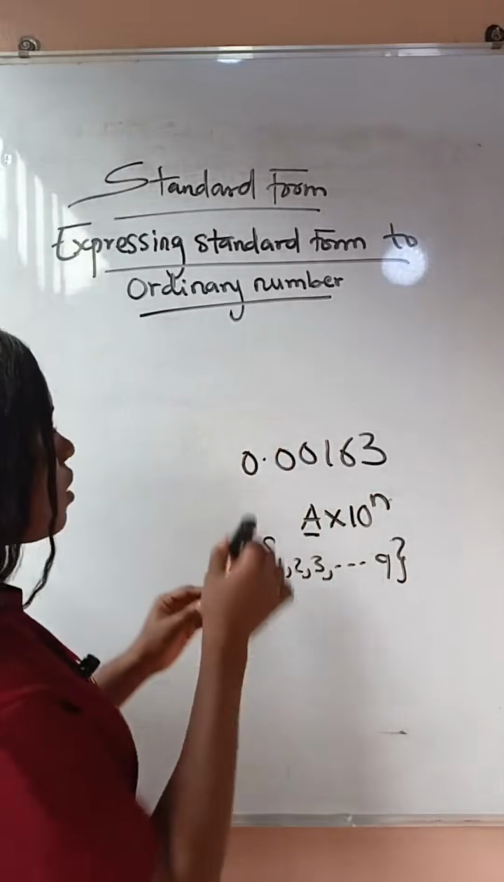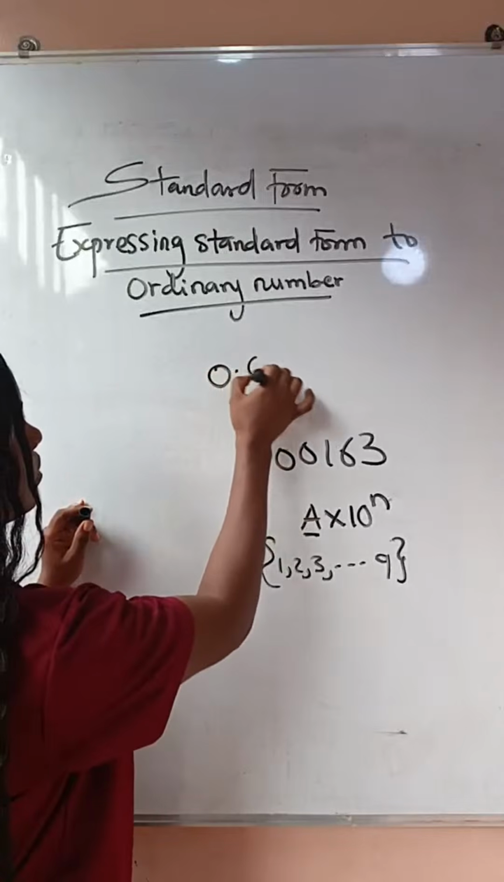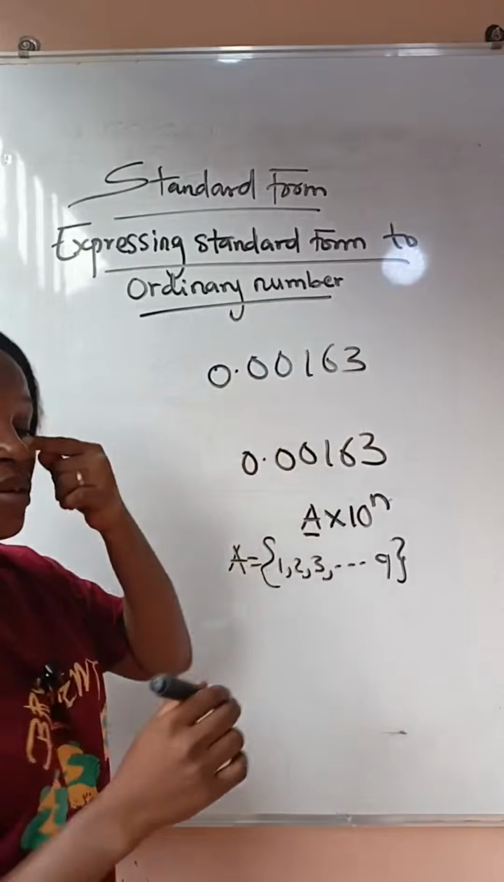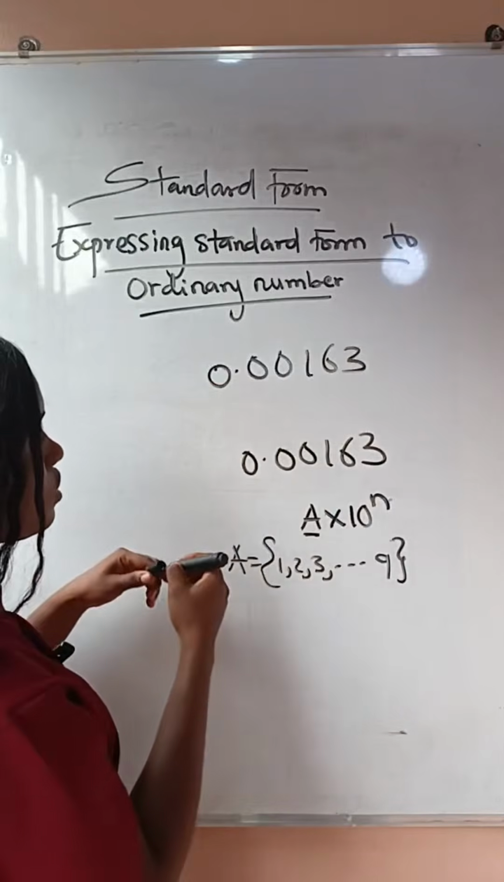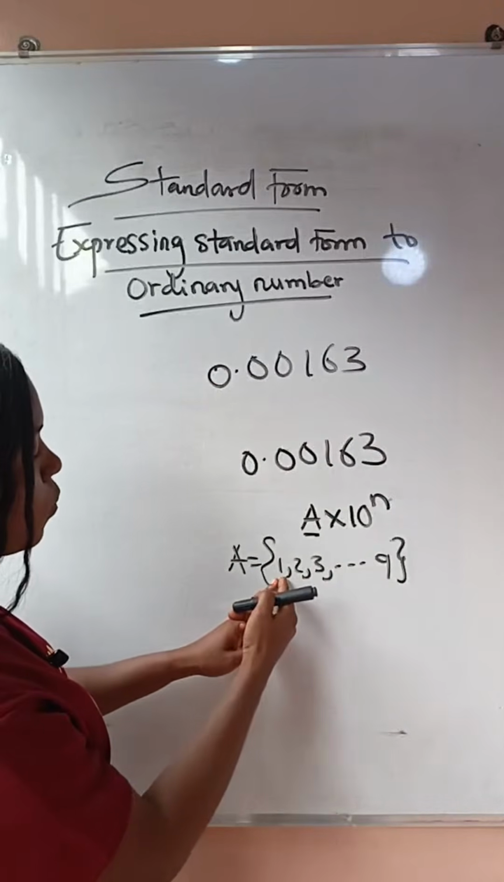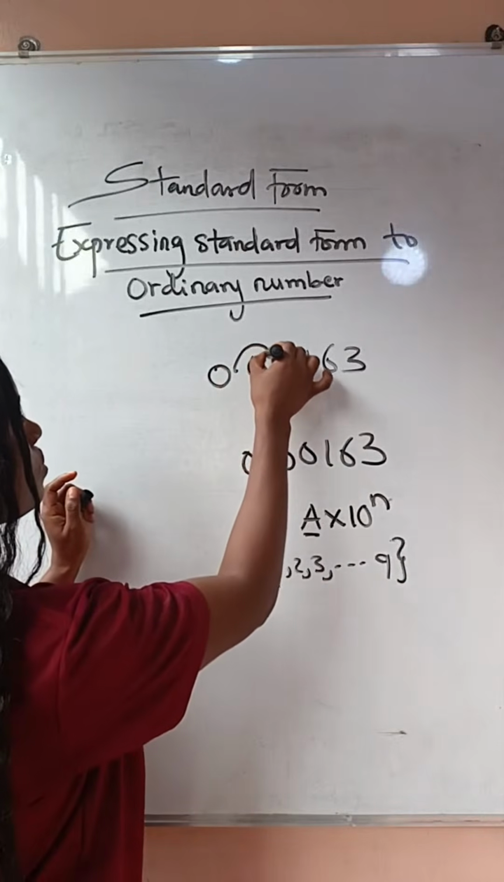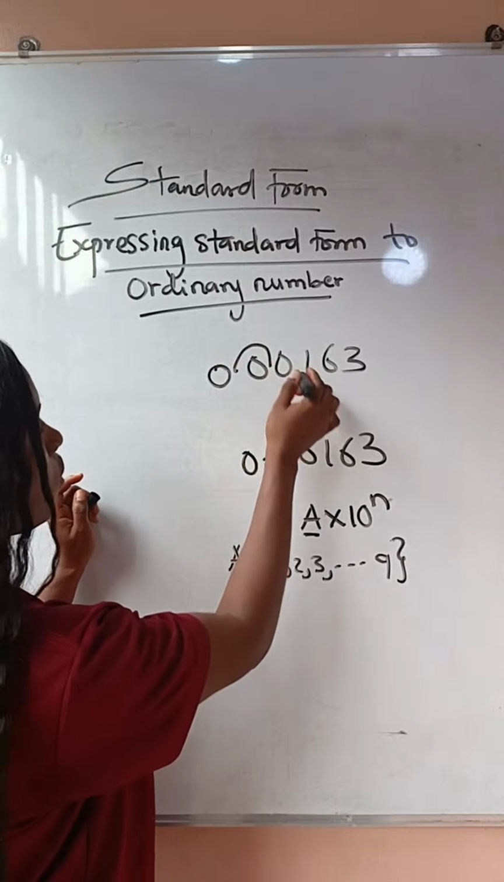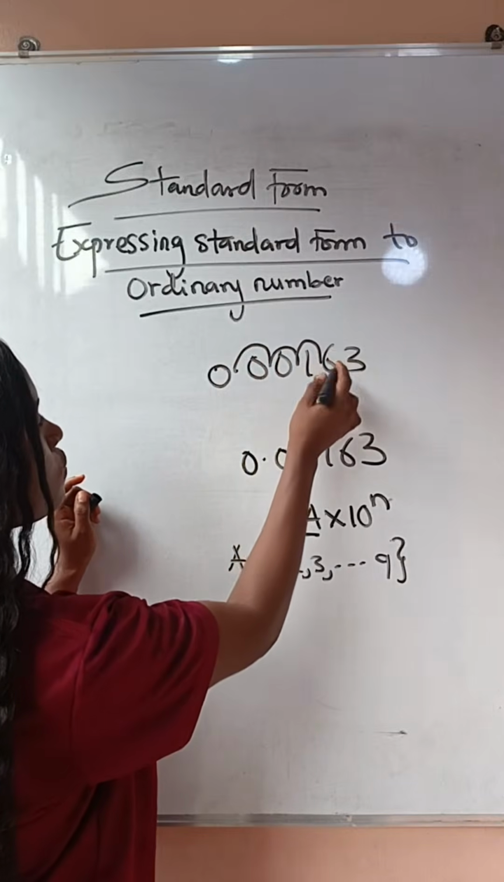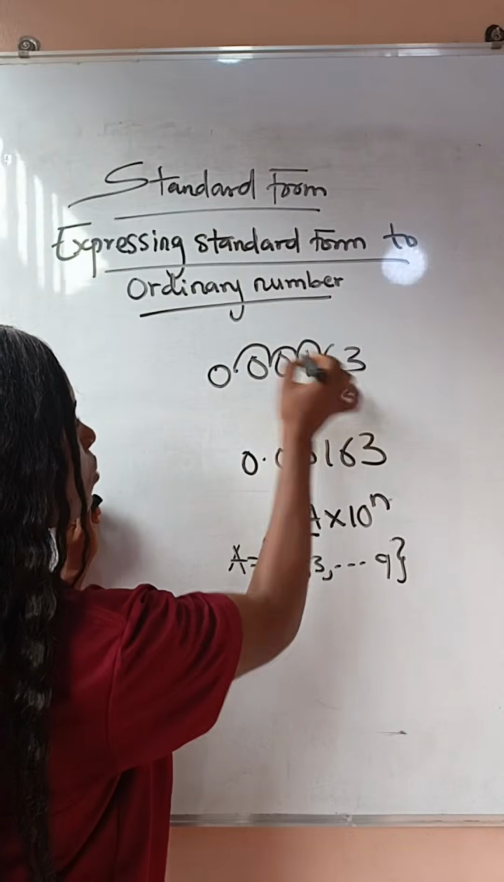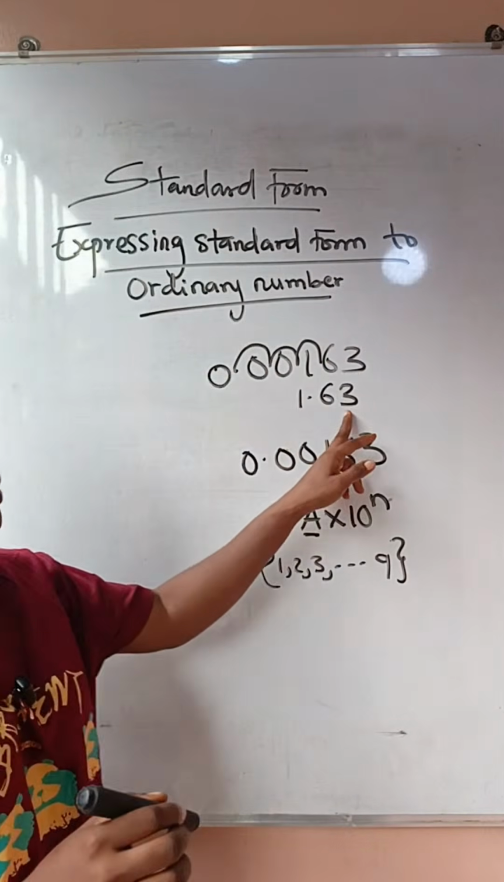All right, so we are going to have 0.00163. So this is the original position of our decimal point. So we now shift it to get a, and a must be 1 2 3 to 9. So if we shift it to this place, we have 0 points. We've not gotten any number. So we have to shift to this point. We now have 1.63. So this is where our decimal point is now, 1.63.